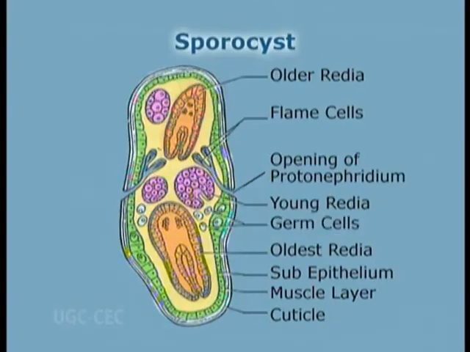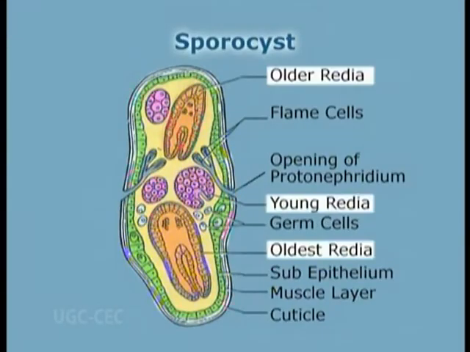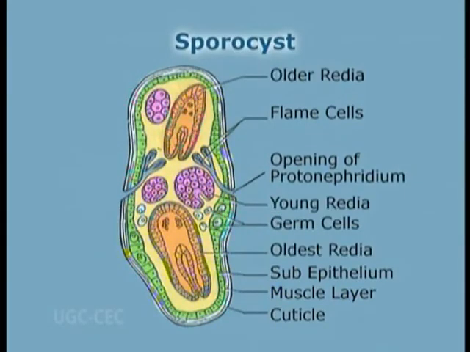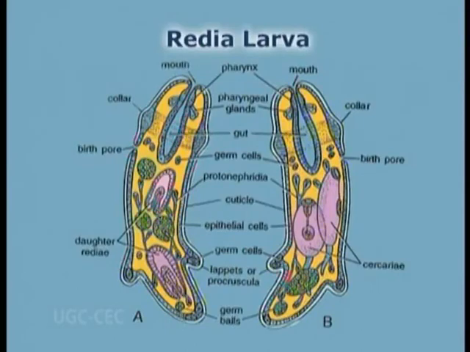Its germ balls develop into the next larval form, that is known as radia. Each sporocyst produces about 5 to 8 radia in it. You can observe this in the figure. Now friends, look at another figure of the radia larva.